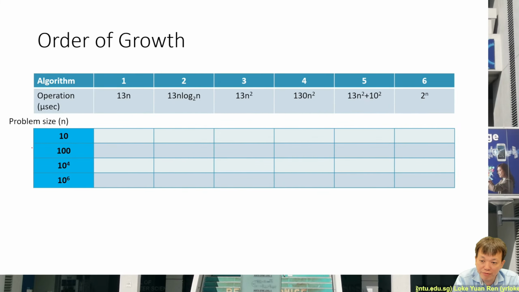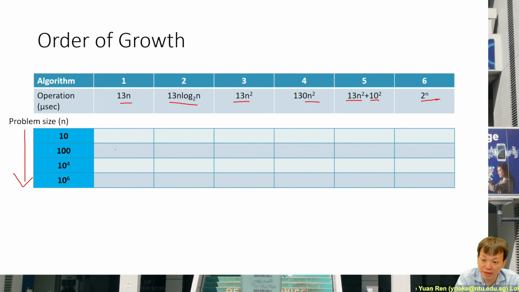You can see, if my problem size is 100, 10 to the power of 4, 10 to the power of 6, let's say you've got a few algorithms. The first one is 13n, a linear function. The second one is linear logarithmic, n times log 2 n, let's say. Then this one is n squared. This one is also n squared with some constant. This one is n squared plus 100. This one is 2 to the power of n.